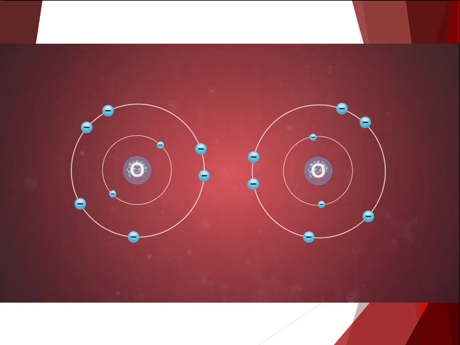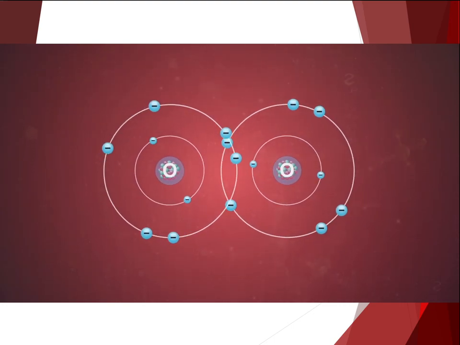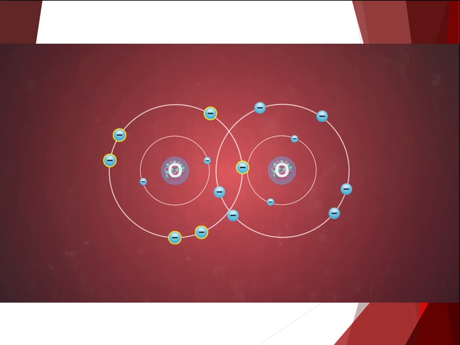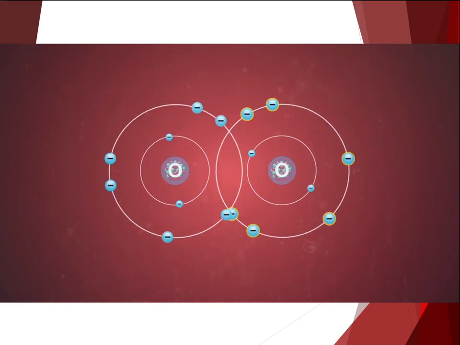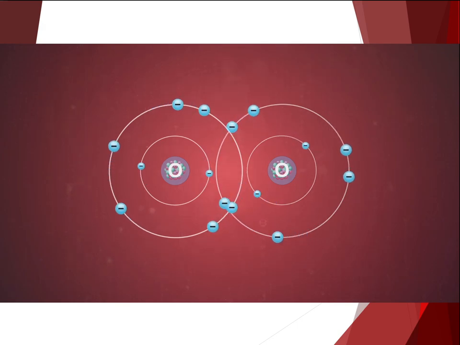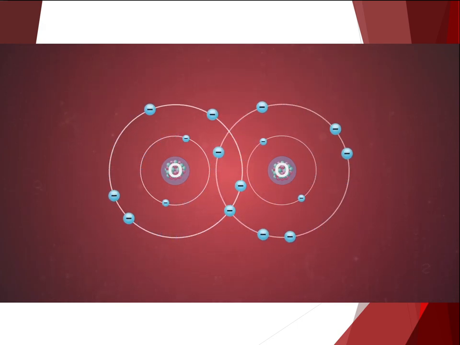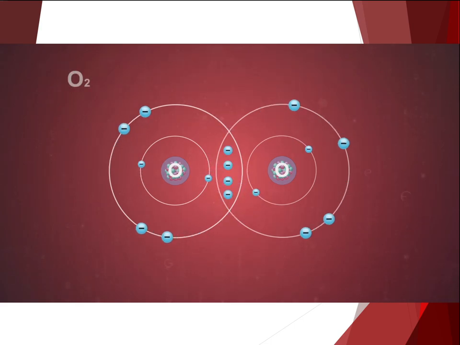Double covalent bonds are also possible. For example, oxygen atoms have 6 valence electrons in their second shell. A molecule of diatomic oxygen is formed when two oxygen atoms come together and share 2 electrons with each other, so both atoms are filling their outer shell.